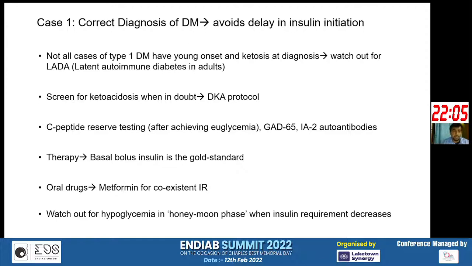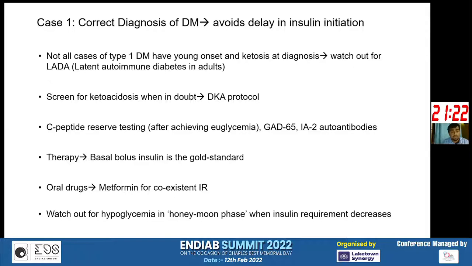We have to educate our fellow primary care physicians that not all cases of type 1 diabetes have young onset and ketosis at diagnosis. At the same time, we have to watch out for latent autoimmune diabetes in adults. We have to screen for ketoacidosis when in doubt for appropriate DKA protocol from the very beginning. And obviously for stamping the diagnosis of type 1 diabetes, you have to have a C-peptide reserve testing after achieving euglycemia. And also you need insulin autoantibodies for confirming. But if you have a low C-peptide, then you can say it is type 1 diabetes in this current scenario.